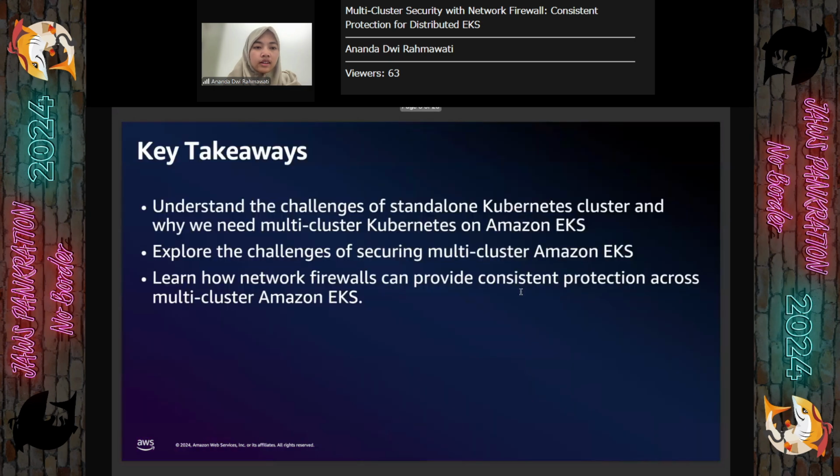The key takeaways for these sessions consist of three. First, we will understand the challenge of a standalone Kubernetes cluster and why we need to build multi-cluster Kubernetes on Amazon EKS. Then we will explore the challenge of securing multi-cluster Amazon EKS and learn how Network Firewall can provide consistent protection across multi-cluster Amazon EKS.